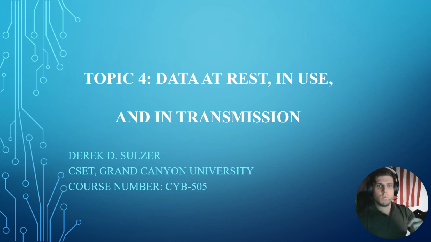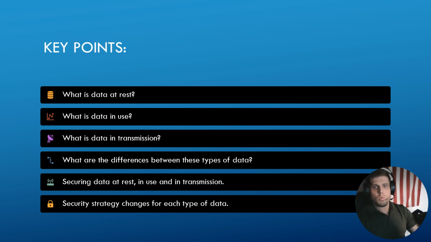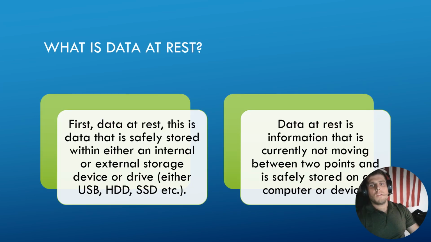My name is Derek Sulzer with CYB 505 at Grand Canyon University. This is topic 4, data at rest, in use, and transmission. So key points are: what is data at rest, in use, in transmission, what are the differences between these types of data, and then also securing data at rest, in use, and in transmission, and the security strategy changes for each type of data. So what is data at rest?